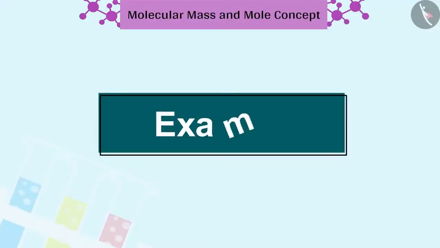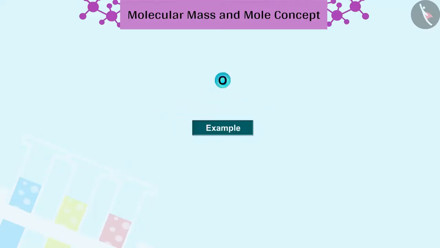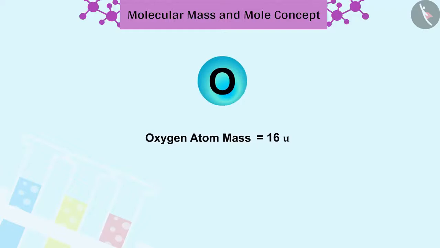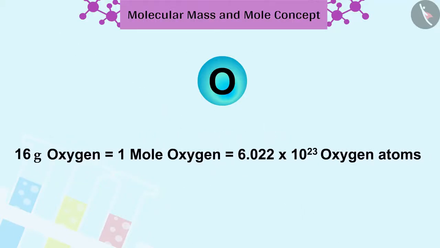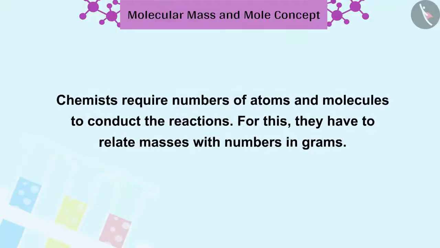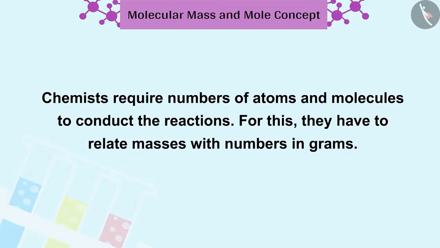Let us understand this in more detail by some examples. The oxygen atom has a mass of 16 U. Therefore, the gram atomic mass of oxygen will be 16 grams. 16 U of oxygen has only one oxygen atom. And 16 grams of oxygen is 1 mole of atoms, that is, 6.022 into 10 raised to 23 oxygen atoms. Chemists require numbers of atoms and molecules to conduct the reactions. For this, they have to relate masses with numbers in grams. Let's do this as follows.